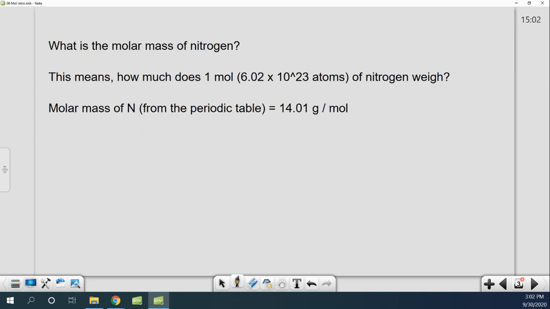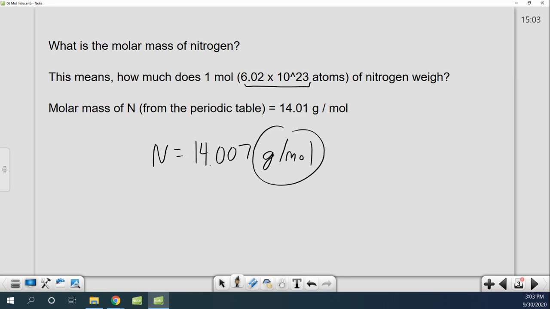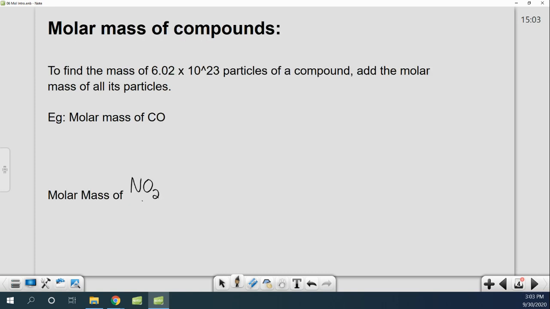So let's try it. What's the molar mass of nitrogen? When I ask that, what I'm actually saying is, how much does 1 mole of nitrogen weigh? How much does 6.02 times 10 to the 23 atoms weigh? And it's easy. You grab a periodic table, you look up nitrogen on it, and you see it's 14.01. Or the periodic table I have tells me 14.007. Same thing, just slightly different accuracy. And it's measured in grams per mole. So every mole of nitrogen weighs 14 grams. All right, that wasn't too bad.